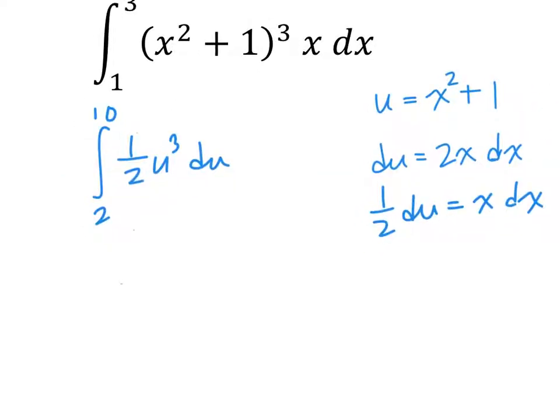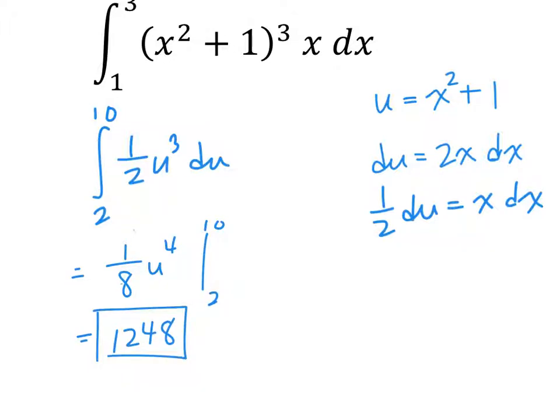Okay, let's finish this problem. So this integral is 1/8 u to the 4th, evaluated from 2 to 10. Okay, and this answer is 1248. No, we don't need to plug x in because we already figured out what it is in u. We're just going to forget about x. You could do it for x, but you're just taking an extra long step.